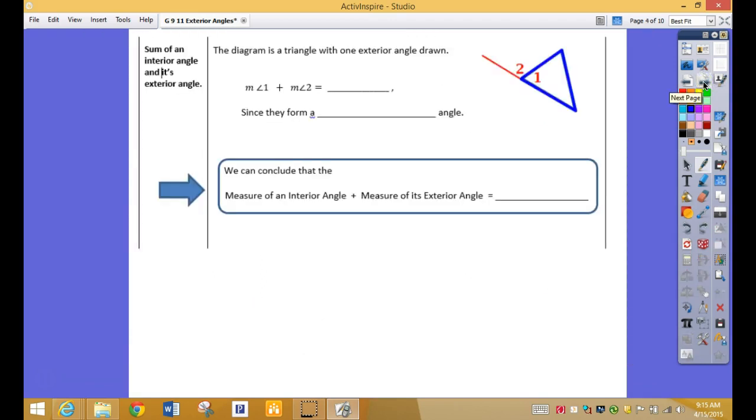The diagram here is a triangle with one exterior angle drawn. The exterior angle in this case is the 2. The 1 is your interior. So what I was just talking about on the previous page, measure of angle 1 and measure of angle 2 form a straight angle. Therefore, these two angles have to equal 180 degrees. So we can conclude that the measure of an interior plus the measure of the exterior equal 180 degrees.